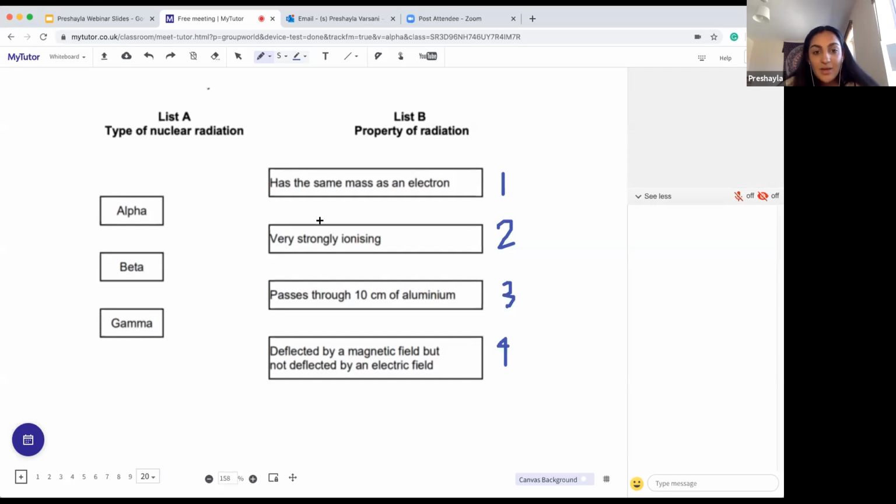Okay, so for this, alpha is very strongly ionizing. Alpha has the highest ionizing power. It is able to knock electrons out of atoms and make them charged. Beta has the same mass as an electron. So beta is an electron or a beam of electrons. And gamma passes through 10 centimeters of aluminium, because gamma can pass through any amount of aluminium, but it will be stopped by lead or concrete.